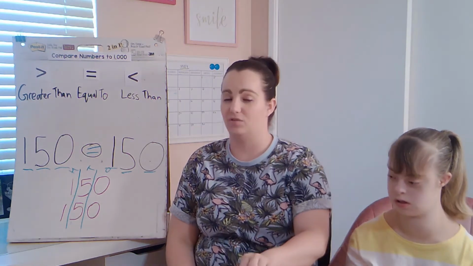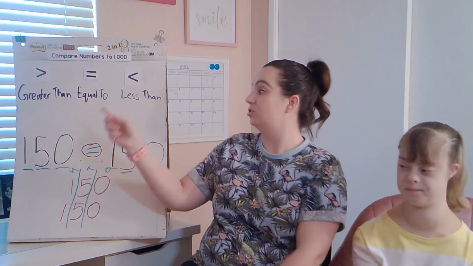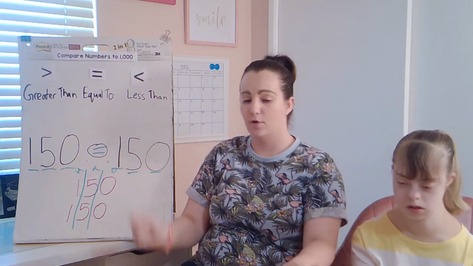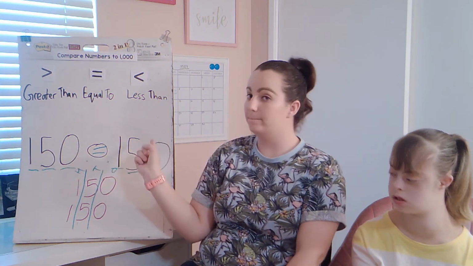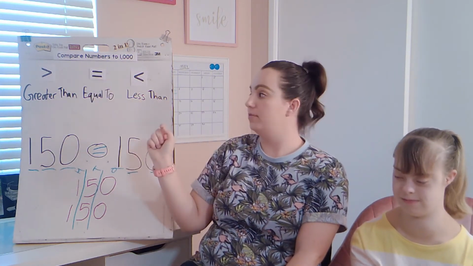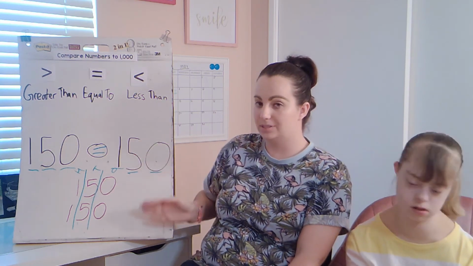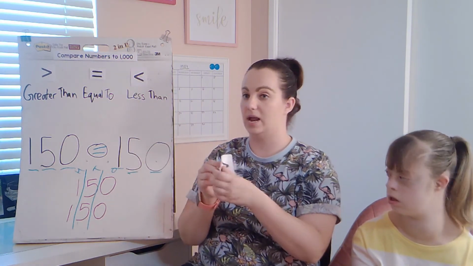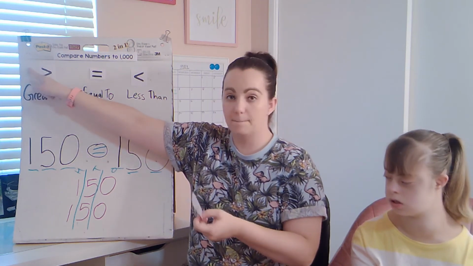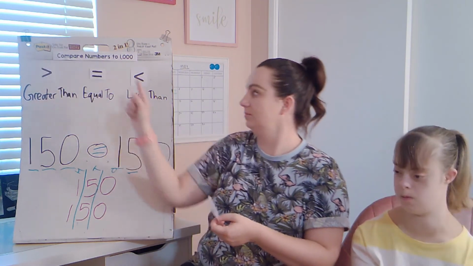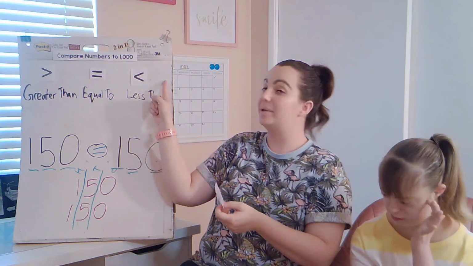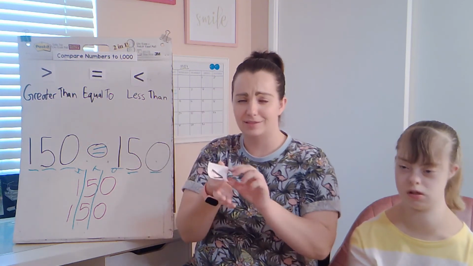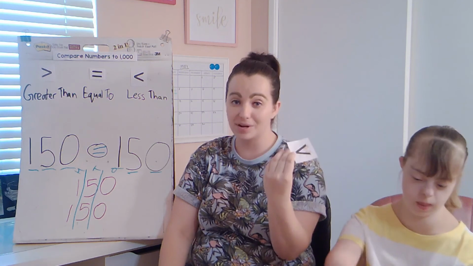Okay, hopefully you've had an introduction and some practice to our greater than, equal to, and less than signs. Remember, the same numbers, you write an equal sign. Otherwise, you have to compare the numbers, and the alligator mouth faces the number that's bigger. So see, bigger number, alligator mouth wants to eat it. Over here, smaller number, bigger number over here, alligator wants to eat it. Please do your best to remember that. Think of the alligator sign as you do your learning packet, okay?